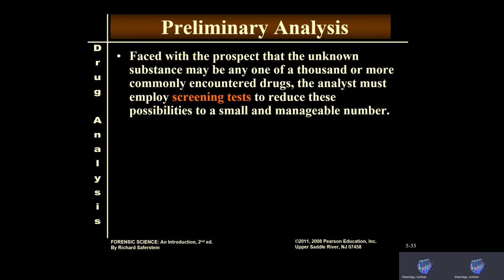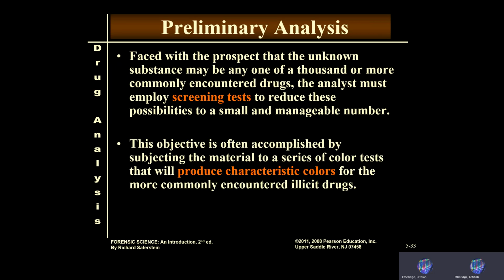So let's talk about your preliminary analysis. You're going to need to use some sorts of screening tests so you can take those hundreds of variants and bring it down to a manageable number. The objective is usually using some sort of color test. We have all sorts of tests, like the Scott's test, in which cocaine turns blue. But you won't know specifically that it's cocaine. It just has those ingredients that are in that particular family.